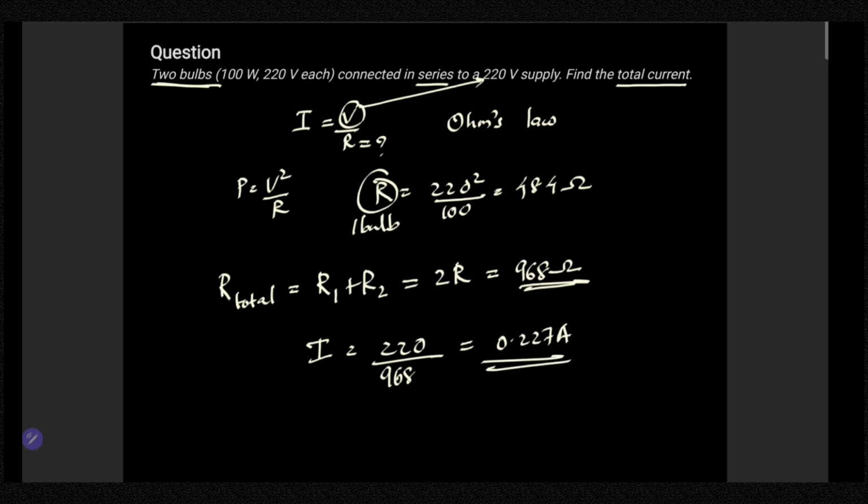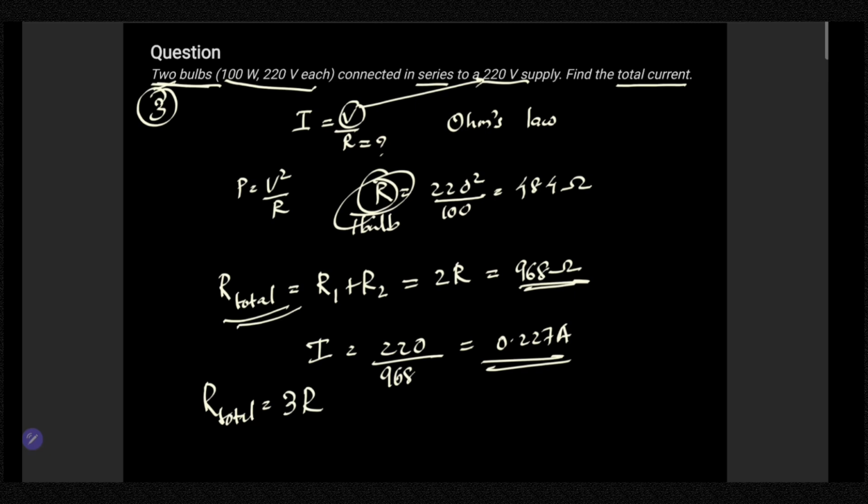If you use a calculator, you will get the same answer. So this is how we will find the current if we are given just the ratings and the voltage. First find the resistance, then find the total resistance. If there are more than 2 bulbs, say 3 bulbs instead of 2, then our total resistance will be equal to 3R.